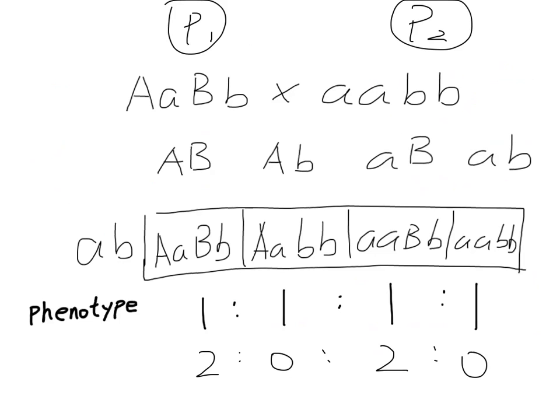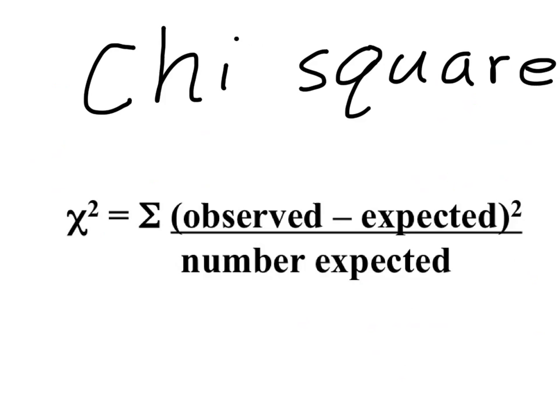And sometimes the ratio of phenotypes of offspring is not 1 to 1 to 1 to 1, but really close to it. Then it is really hard to tell whether there is linkage or no linkage. We use chi-square to analyze whether there is no linkage or linkage is present.